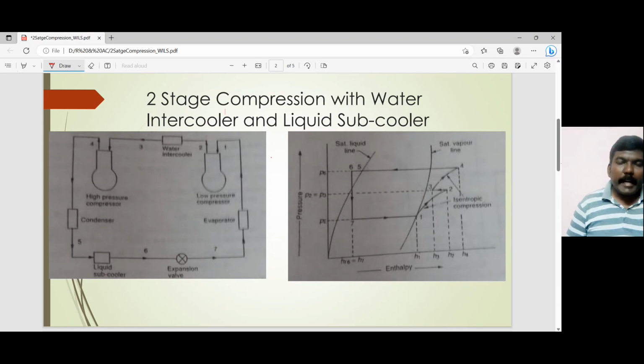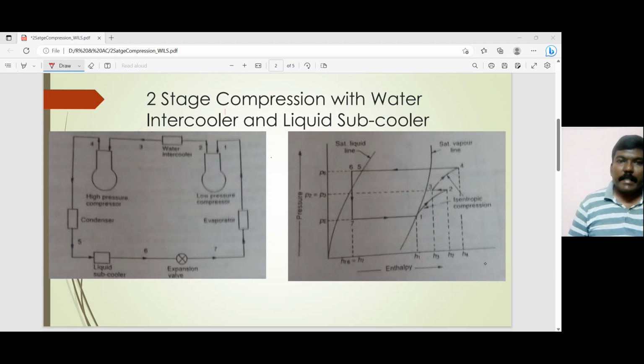you have the refrigerant entering the evaporator, and from the evaporator, it goes to the low pressure compressor. Once the refrigerant gets compressed in the low pressure compressor, it goes to the water intercooler. Once it comes out from the low pressure compressor, it enters into the water intercooler. So here the de-superheating takes place.